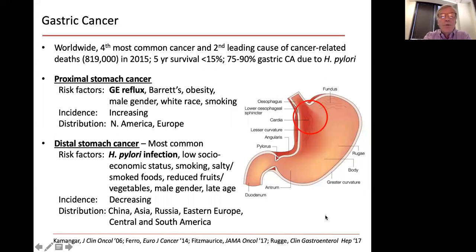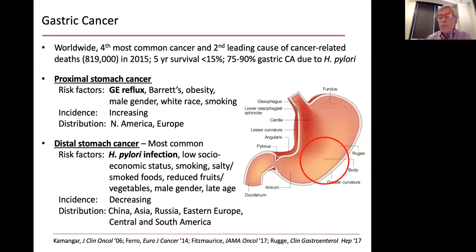So what about gastric cancer? Well, proximal gastric cancer is an important problem. The risk factors, as we all know, include gastroesophageal reflux disease, Barrett's esophagus, which is associated with reflux disease, obesity, male gender, white race, and smoking. The incidence of proximal gastric cancer is increasing, particularly in North America and Europe.